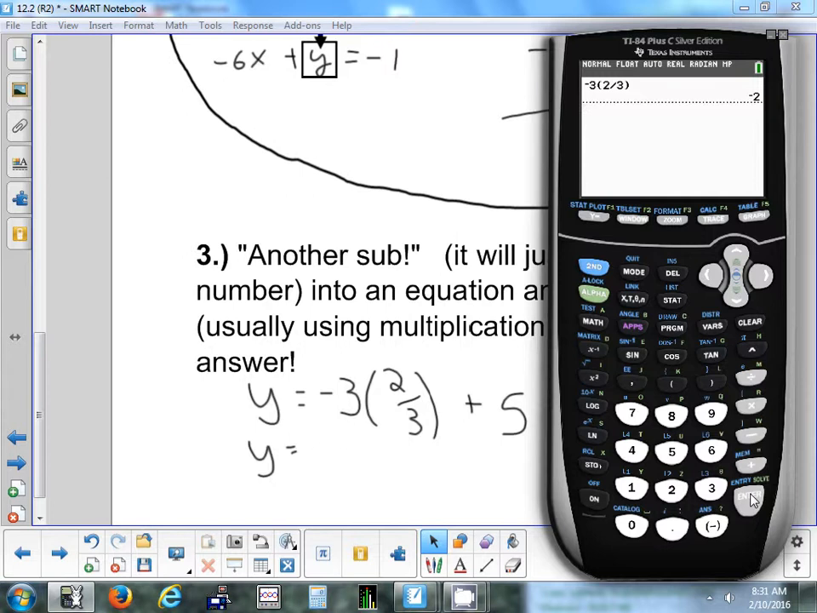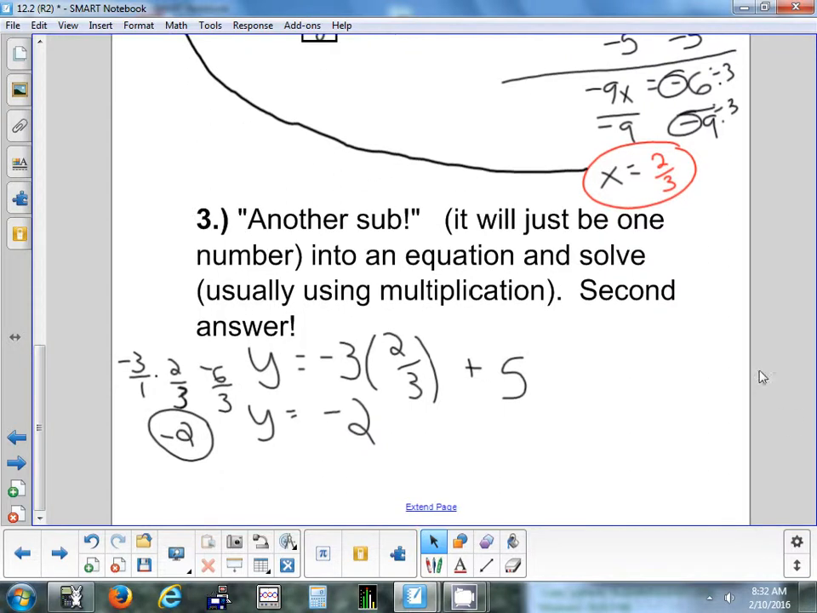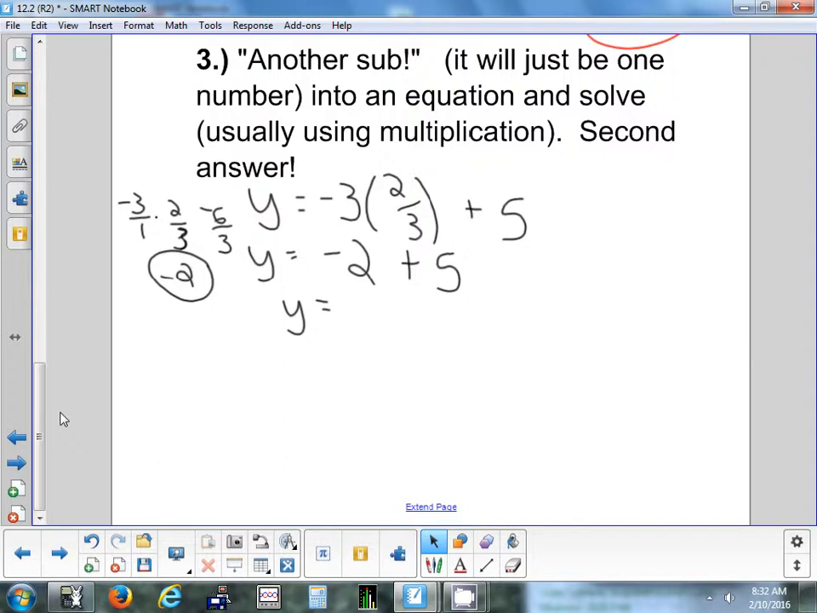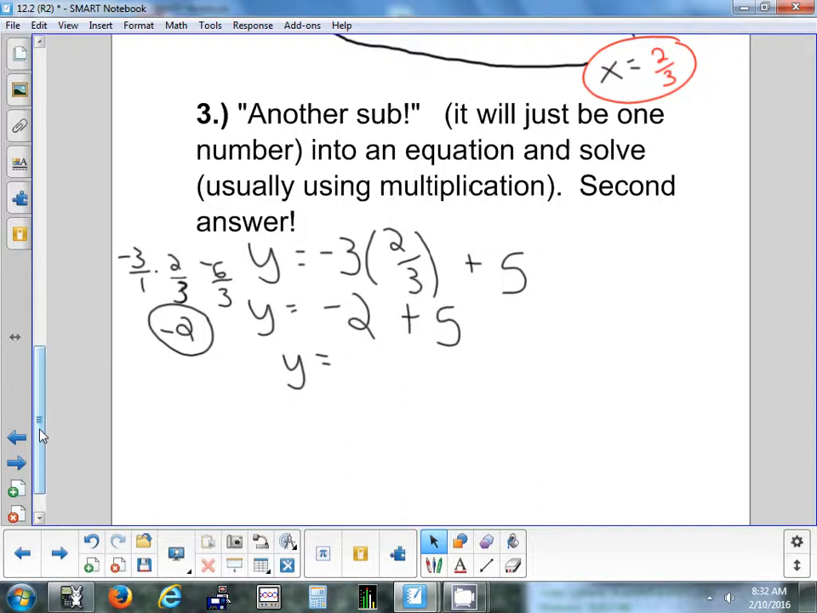-2. But you're right. If you wanted to, you could do it just like this, guys. Like Gage just said, -3 over 1 times 2 over 3. We'll get -6 over 3. And then -6 divided by 3 is -2. You can do it that way too, or if you have a calculator and you know how to do it, you can do it that way as well. Plus 5. When I have -2 and a +5, what do I get? 3. Positive or negative? Positive.